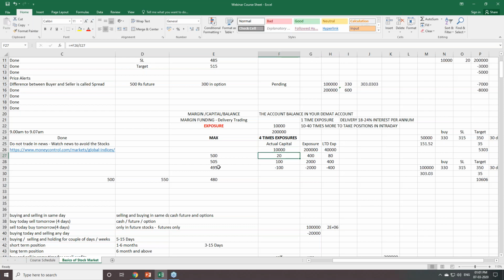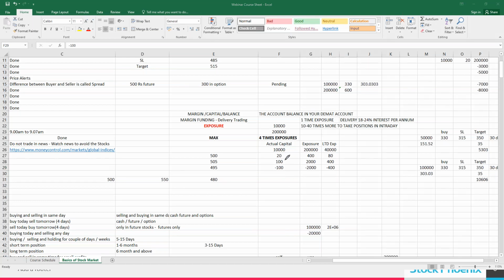Say, for example, you are selling at 20 rupees with 5 rupees profit, you are making a profit of 100 rupees. If you are making a loss, you are again making a loss of 100 rupees, which is completely manageable with your actual capital. If a 100 rupees loss is fine and a 100 rupees profit is fine, we can easily manage. But if you use the full exposure, you can buy 400 shares instead of 20 shares, and you can make 2,000 rupees profit.